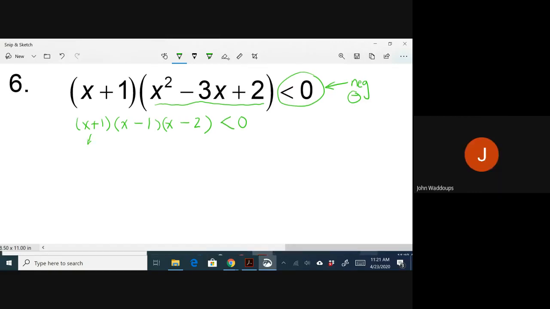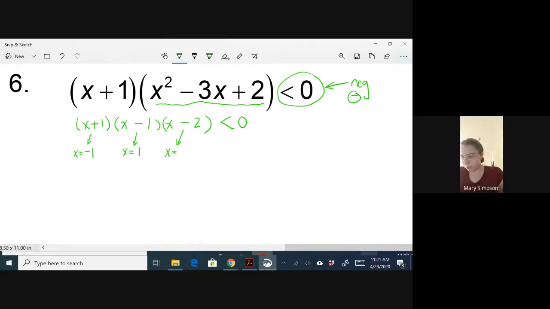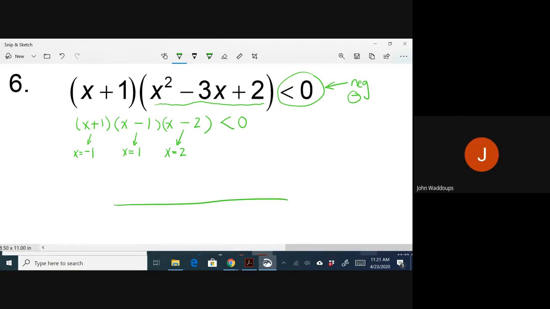Then we can go through and say, okay, here, x plus 1 would make x equal to negative 1. Good. And x minus 1, x equals positive 1, and x minus 2, positive 2. Excellent. So now we're going to graph these on our number line. The furthest one to the left would be negative 1. I'm going to put 0 just for reference here. And we've got 1 and 2.